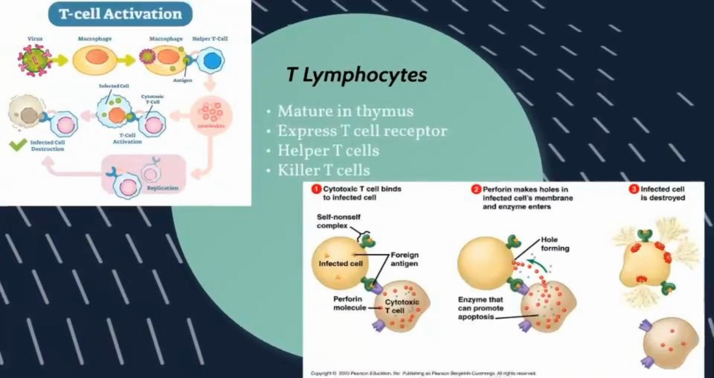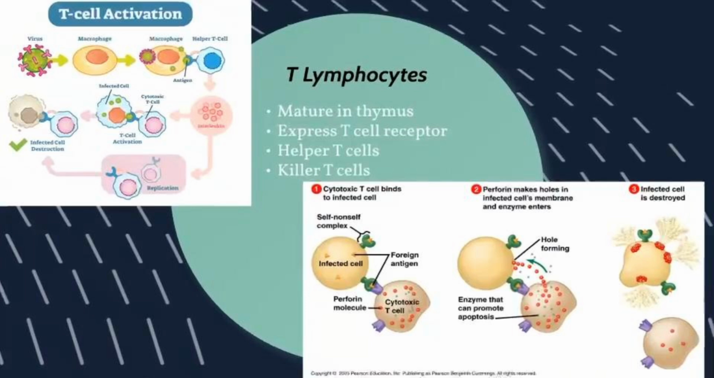Like the B cells, T cells can divide into two main types of cells. There are lots of different subtypes of these cells, but for now you just need to know about the two. So we have helper T cells and we have killer T cells. First of all, I'm going to talk about the helper T cells.